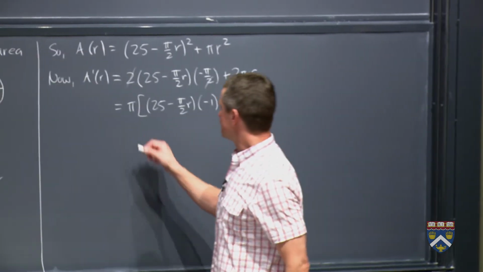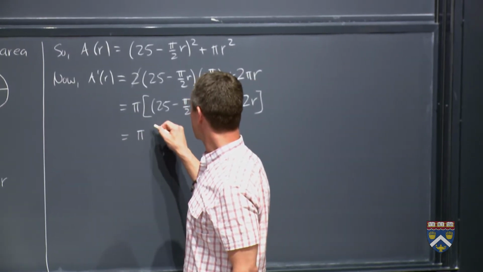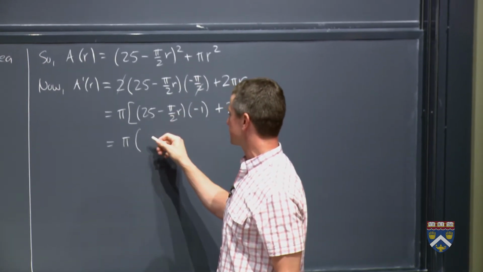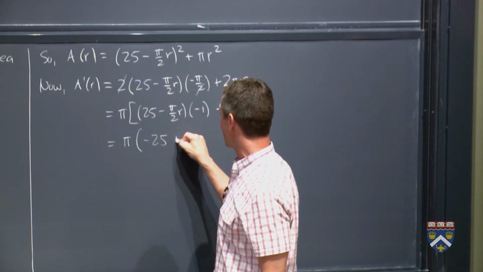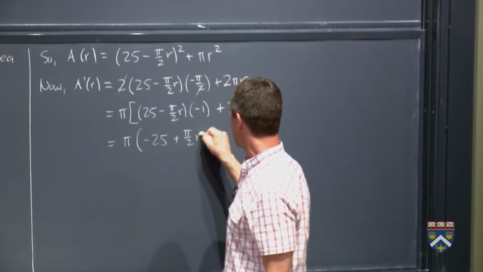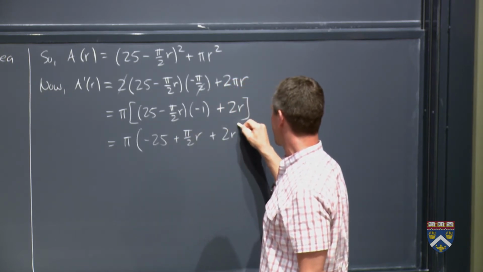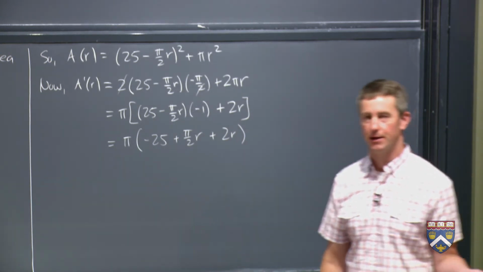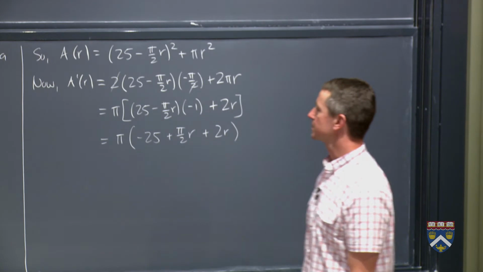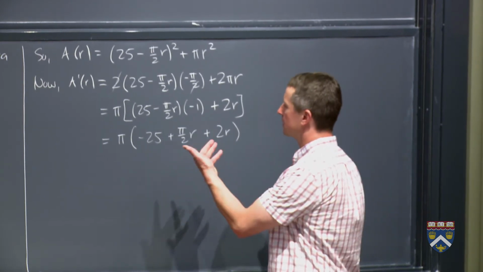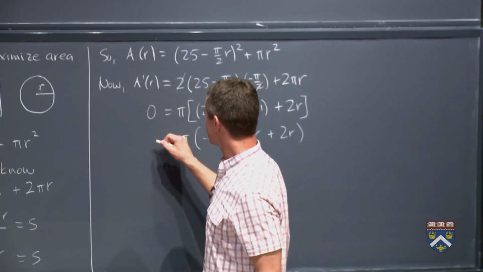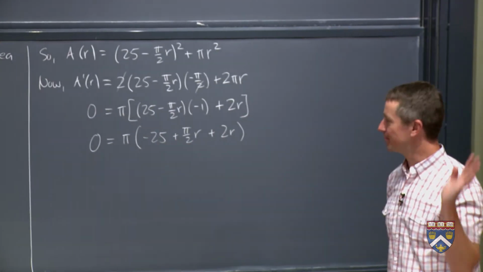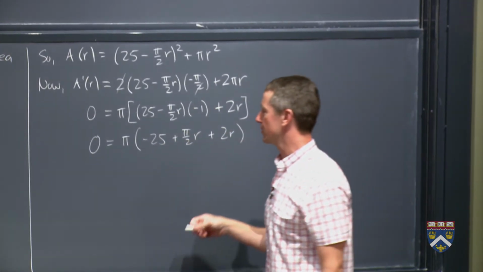Okay, so let's do it. So pi, if I multiply this negative 1 in here, these two switch signs, right? So it's negative 25 plus pi over 2r plus the 2r that we already had back there. We should stop to see, can this ever be undefined? It was linear, so no, it can never be undefined. We're just going to try to set this equal to 0. So if we're setting this equal to 0, could pi be 0? Pi can't be 0. So this whole thing must be 0.